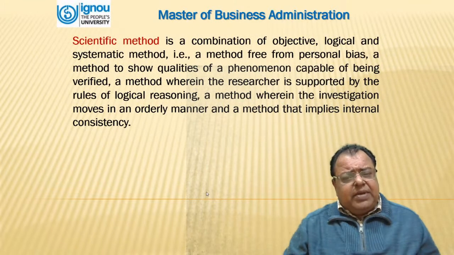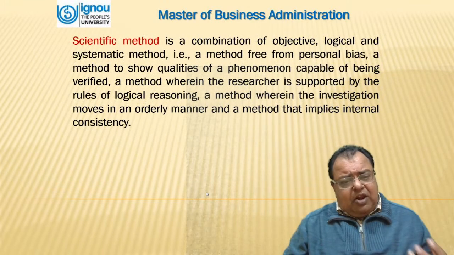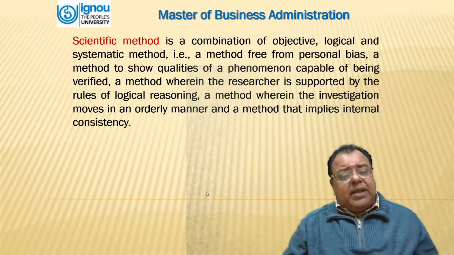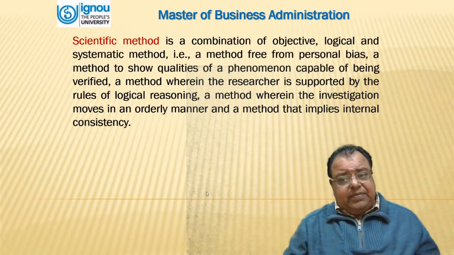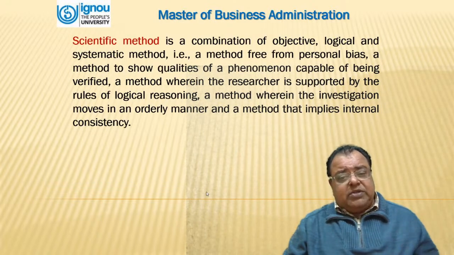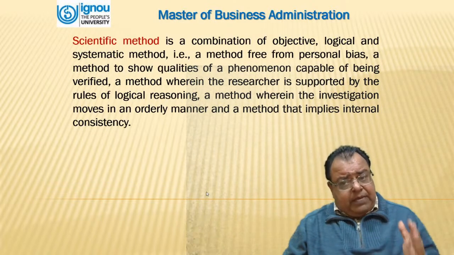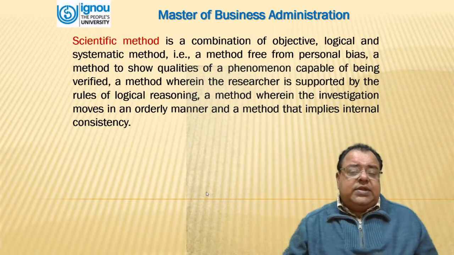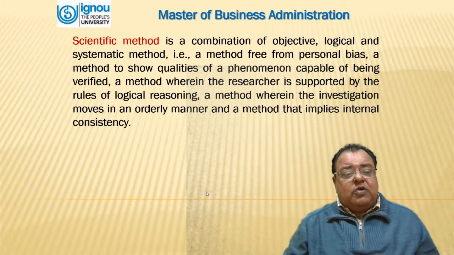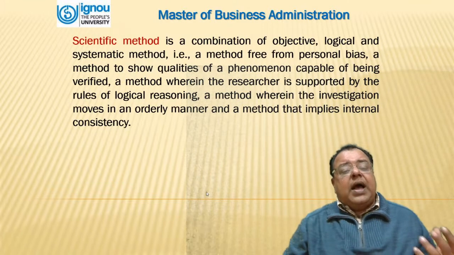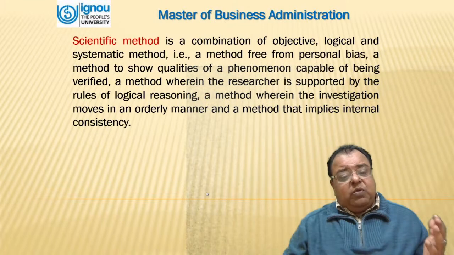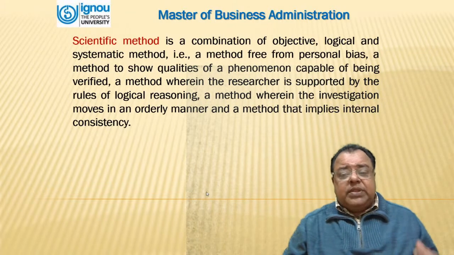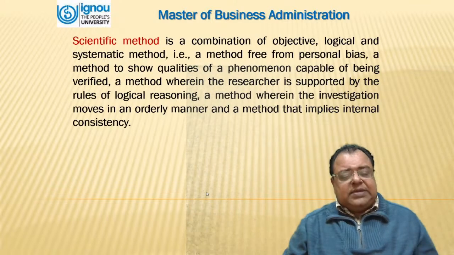Scientific method is a combination of objective, logical, and systematic methods. That is, a method free from personal bias, a method to show qualities of a phenomenon capable of being verified, a method wherein the researcher is supported by the rules of logical reasoning, a method wherein the investigation moves in an orderly manner, and a method that implies internal consistency.